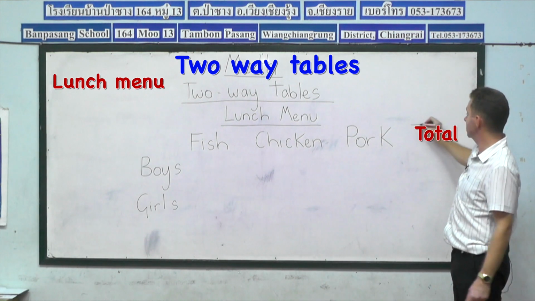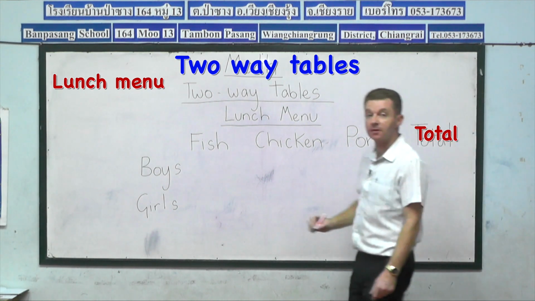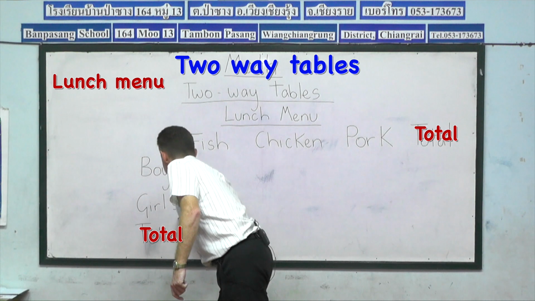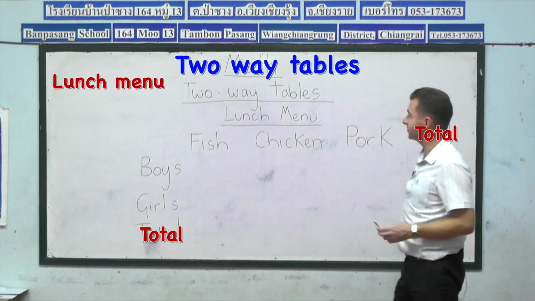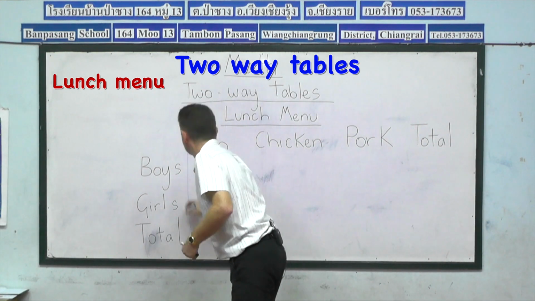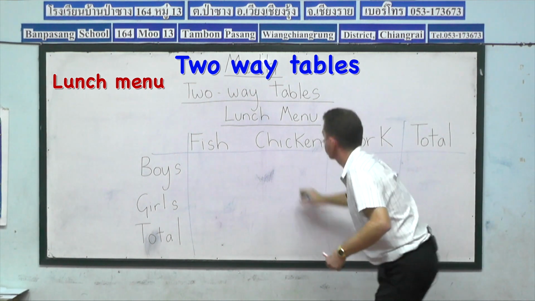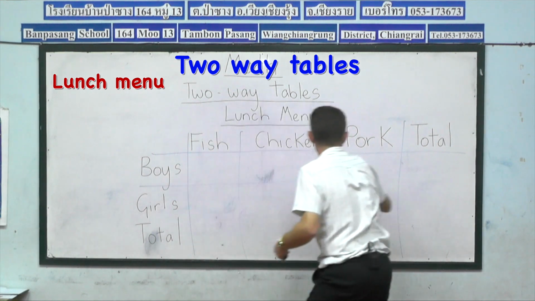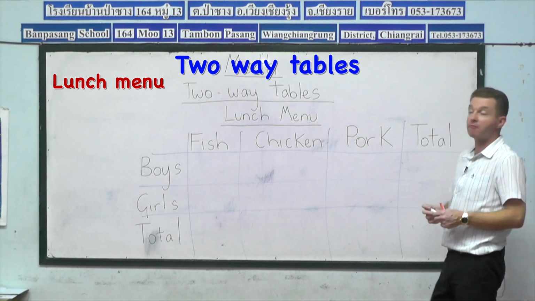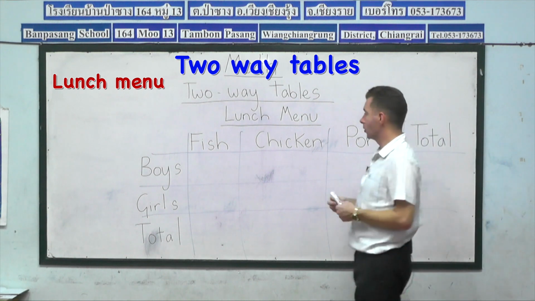And at the end of each table, we need total, yes. So total here, total here too. Okay, so there are categories. Now let me line them off with a blue marker so it looks more like a table. There we go, guys. Now we're ready with our 2-way table to enter the information. So let me see. Boys.